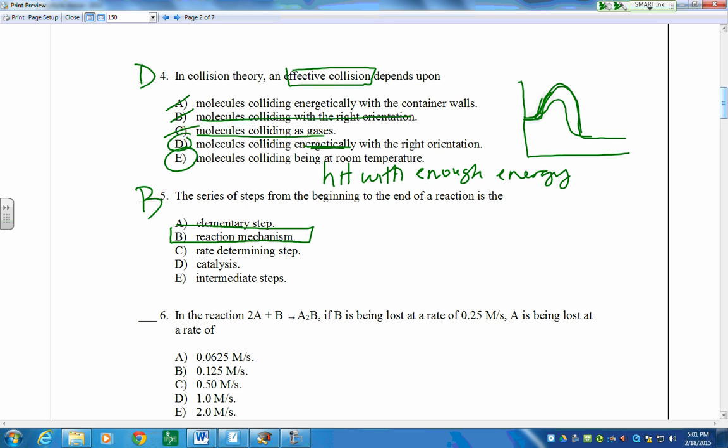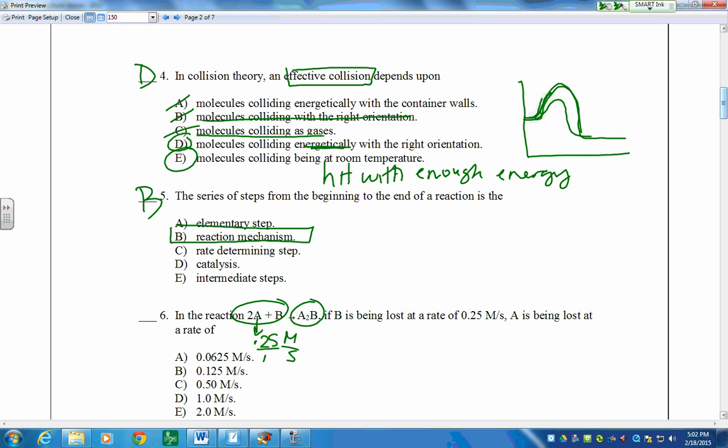In the reaction, oh, I love this. Guys, this is key. You saw this on a couple free response Fridays. At any given time in a reaction, if you know the rate of one of the substances, products or reactants, and you know the stoichiometry, you can get the rest. So basically it says A is being lost at 0.25 molarity per second. A and B are being lost because the reactants are disappearing. A squared B is being gained because the product is appearing.